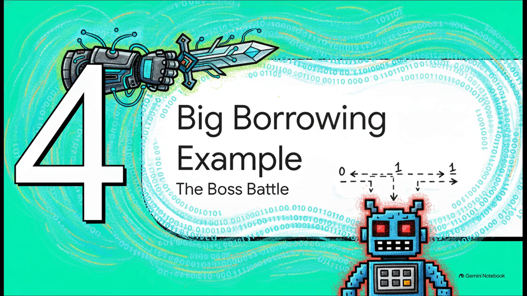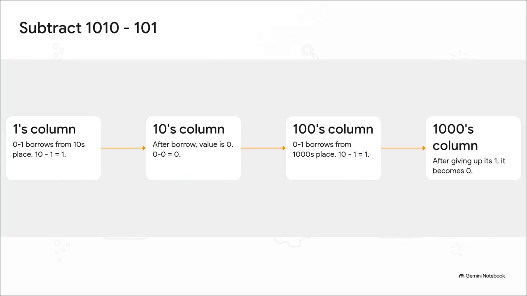Section 4, a big borrowing example. Let's really see how this builds column by column, methodically moving right to left to rescue those zeros whenever they face a 1. Let's line them up. 1, 0, 1, 0 on top, minus 1, 0, 1 on the bottom.